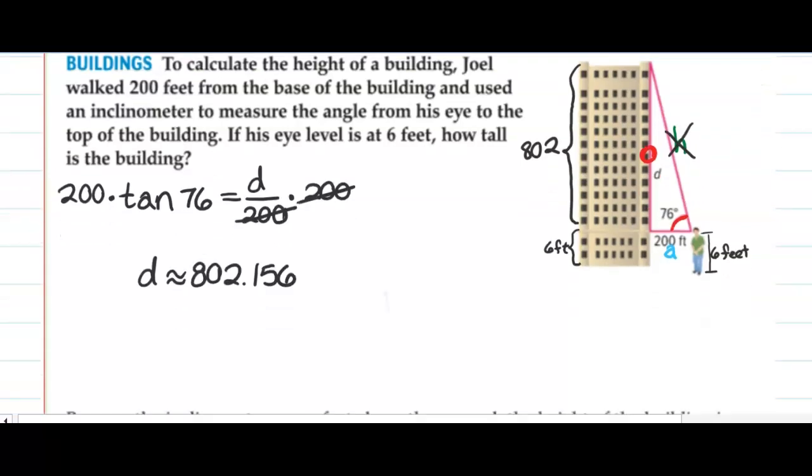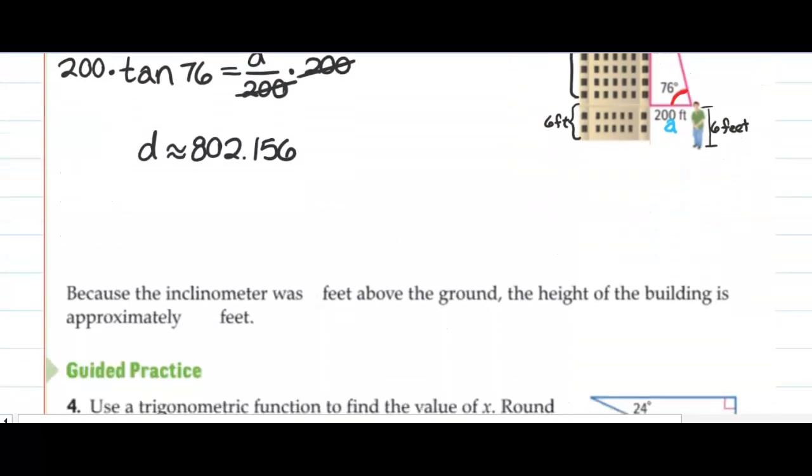We need to know how tall the building is. Since the tool that he used to measure this angle was 6 feet above the ground, because that's how high his eyes are from the ground, we need to add 6 feet to this to get approximately 808 feet.